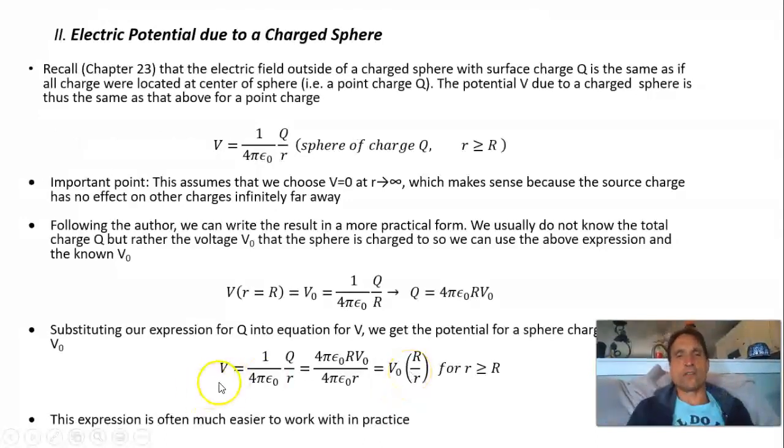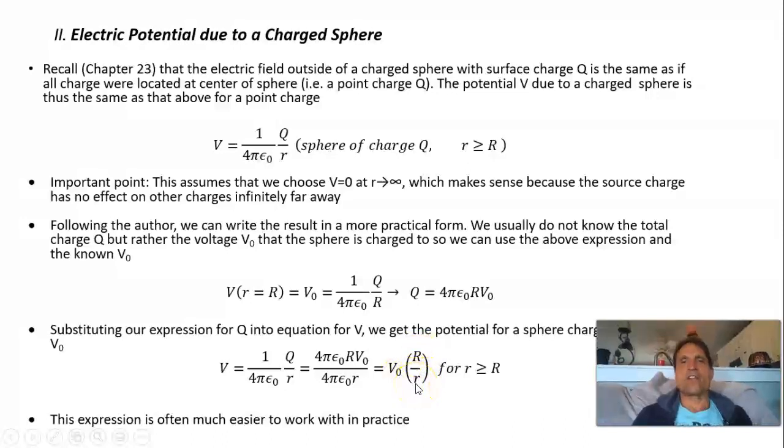The voltage, the potential V, at some distance r outside of the sphere, where r is bigger than the radius of the sphere, is equal to the potential at the surface, which is what we charge it up to, times the radius of the sphere over the distance from the center r. This is a much more practically useful expression if we know the voltage to which we're charging up the spherical electrode.